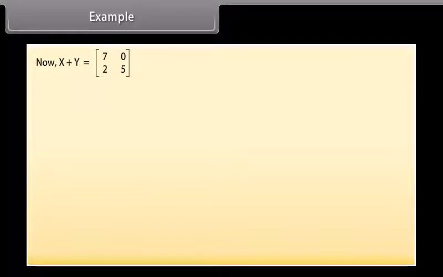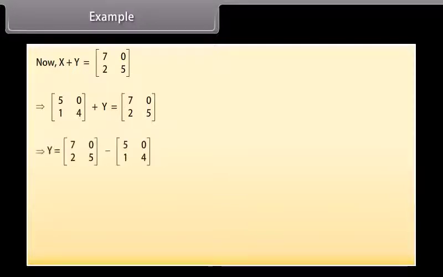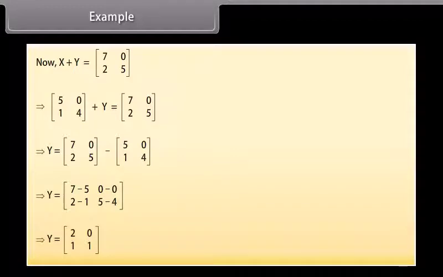Now, substituting the value of X in X plus Y and solving it, we get matrix Y is equal to, row-wise, first row 2, 0, second row 1, 1.